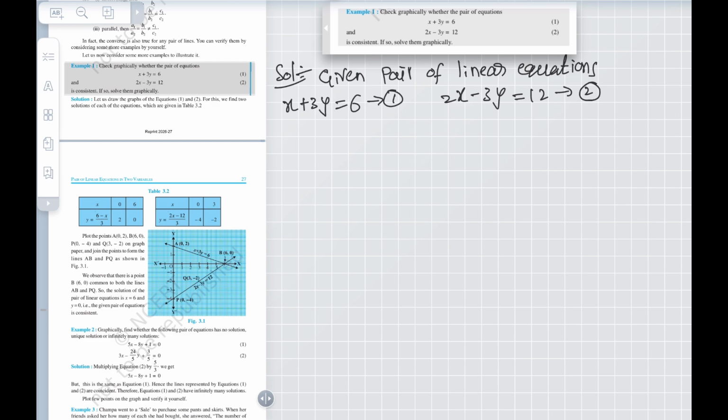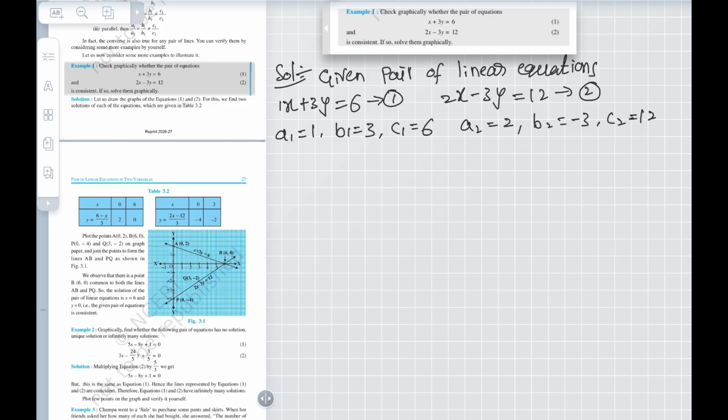This is equation 2. A1 is the coefficient of x. If there is nothing in front of x, 1 exists there. So A1 is 1. B1 equals 3, the y coefficient. Constant term C1 is 6. And next A2 is 2, B2 is minus 3, minus also included there, and C2 equals 12.